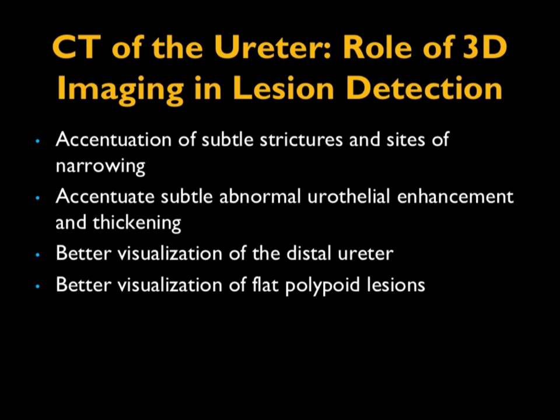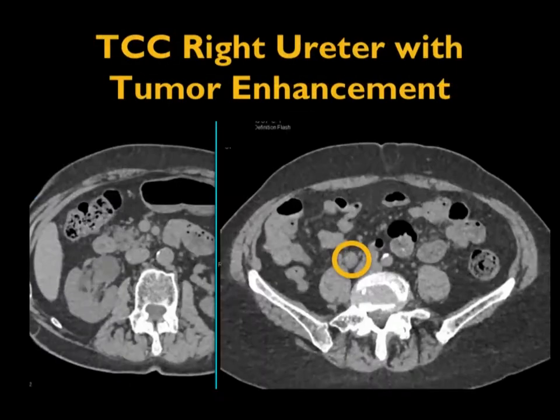We could accentuate subtle strictures and sites of narrowing that are overlooked on axial imaging. We can accentuate subtle areas of abnormal enhancement. It's easier to get better visualization of the distal ureter or at transition points, and flat polypoid lesions will be easier to see. Just a simple example, non-contrast scan.